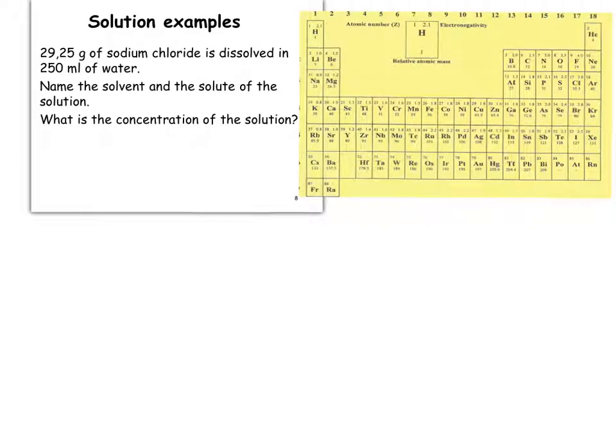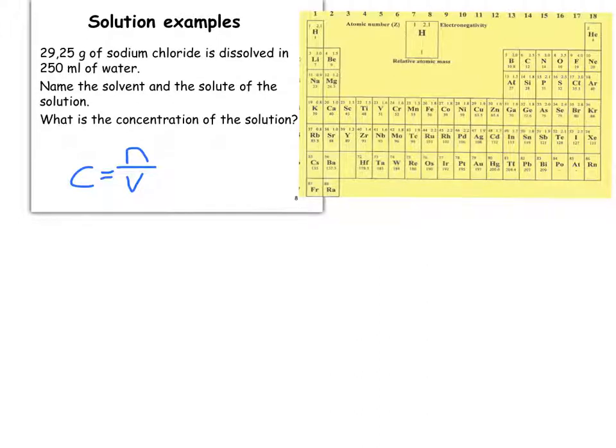So if I've got 29.5 grams of sodium chloride and I dissolve it in 250 milliliters of water, name the solvent. The solvent is the water. The solute is the sodium chloride. And what is the concentration? Concentration is equal to number of moles divided by volume.